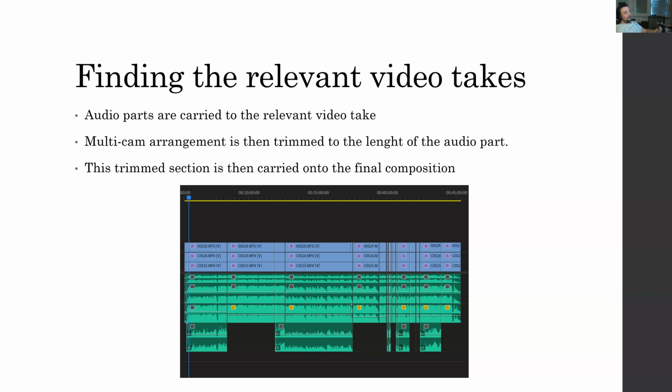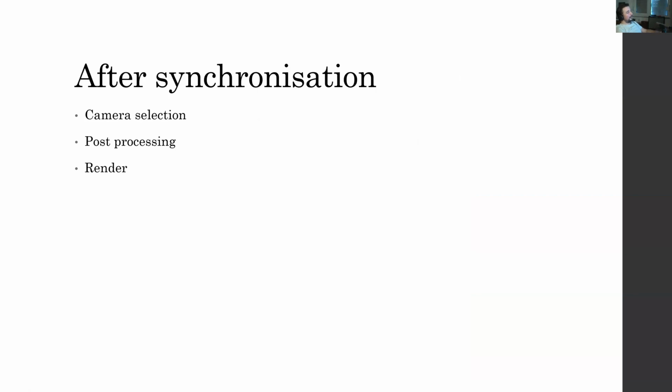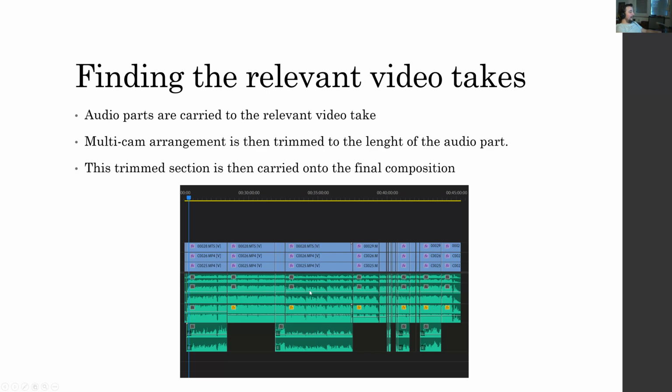With this workflow, it's really fast to find relevant video footage, and you don't need edit decision lists, time codes, and finding those time codes in a convoluted video project. After the synchronization, you have your camera selection, post-processing, rendering, etc., everything related to the video production. So we have some time left, so let's look at some actual footage and look at the workflow itself.